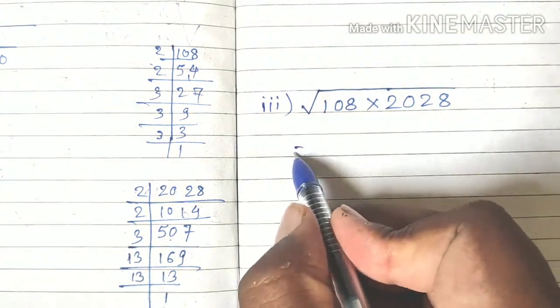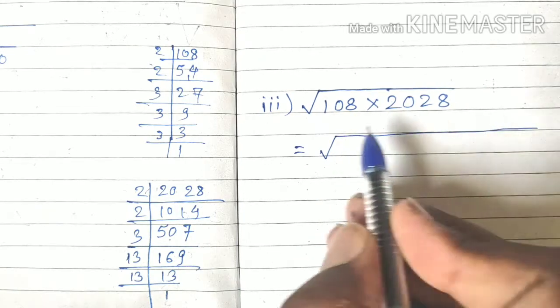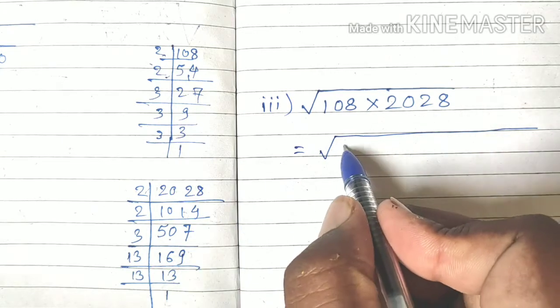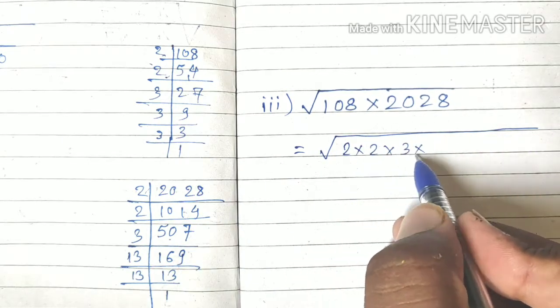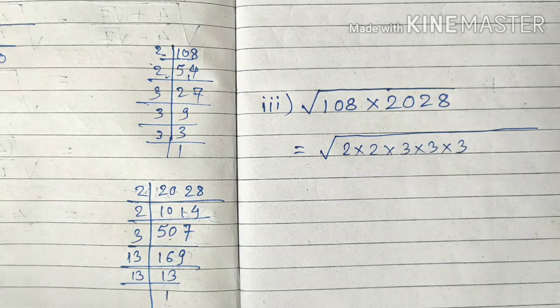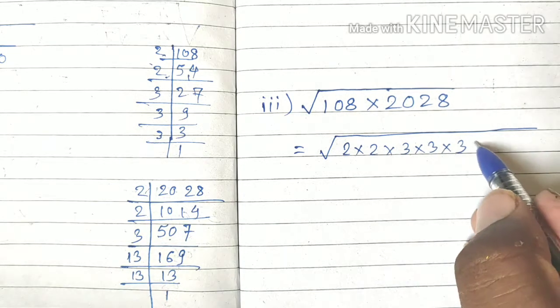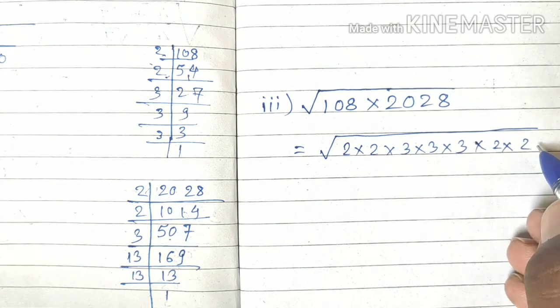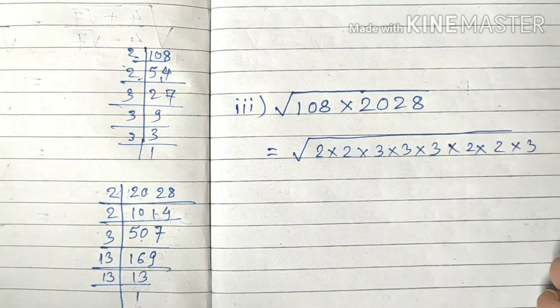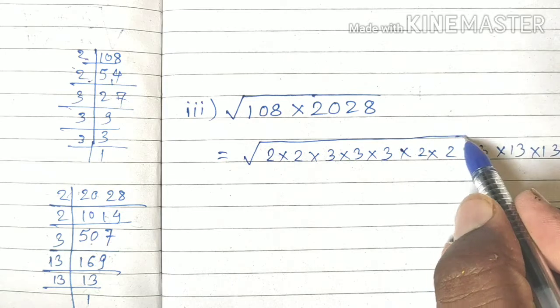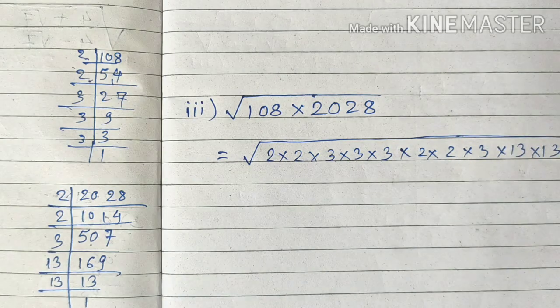So what we will do now, let us put up their values. 108 is 2 times 2 and 3 times 3, so 2 into 2 into 3 into 3 into 3. Got it? Similarly, the prime factors of 2028: 2 times 2, then 1 times 3 and 2 times 13. So these are the prime factors of 2028. Got it? So once we get the prime factors, let us make a pair.